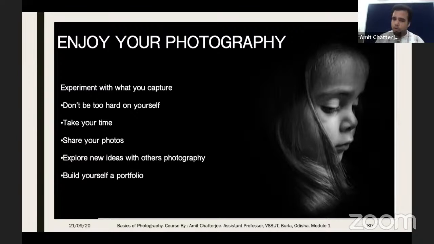And explore new ideas with your photography. And just like in architecture, build yourself a portfolio. A photograph portfolio will tell you your progress, how good you were, and whether you are improving or not. And maybe 10 years, 20 years later, when you look at your first photographs, you'll understand what you were focusing on at that point of time, and how you have grown yourself as a photographer.